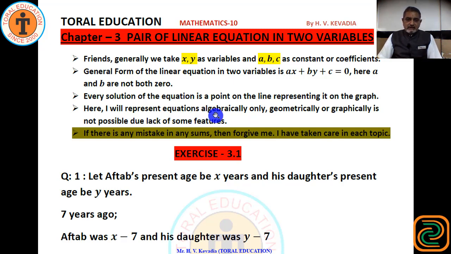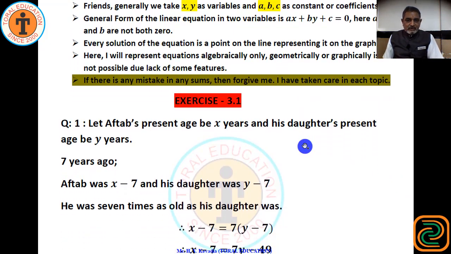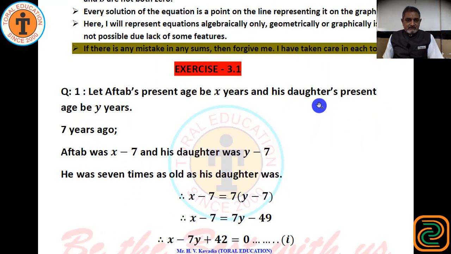If there is any mistake in any sums, then forgive me. I have apologized in the beginning. I have taken care in each topic, even though there may be some mistakes. So please forgive, and if we apologize, then it will be better for our honor and for our respect, for our discipline.